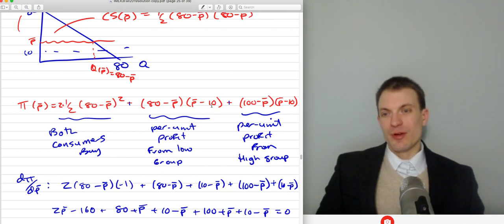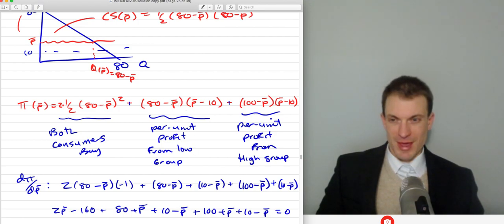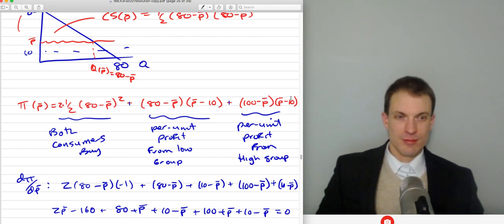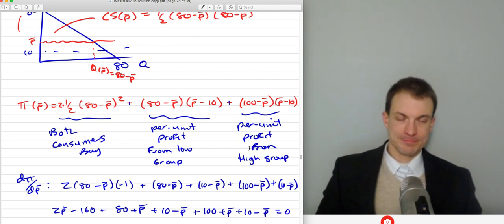Then this statement right here is my per unit profit from the low group. This right here is demand: Q is equal to 80 minus P bar, and this right here is price, or the cost per the price portion, cost portion, price minus marginal cost. Here's my demand from my high group of demanders, and then here's again price minus marginal cost. So here's my per unit profit from the high demanders.